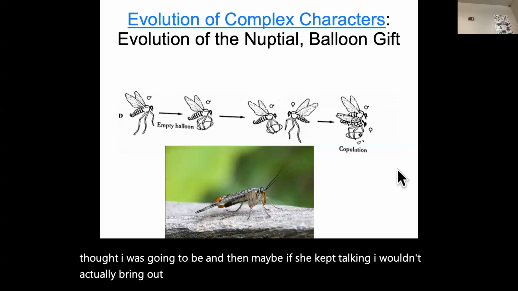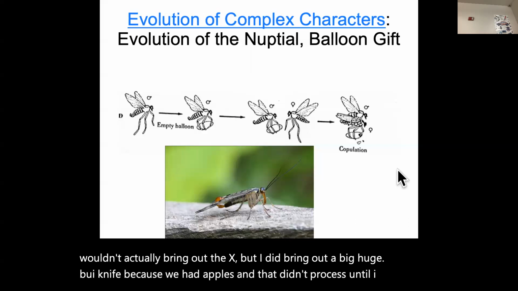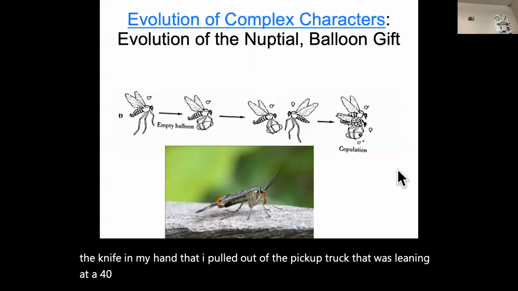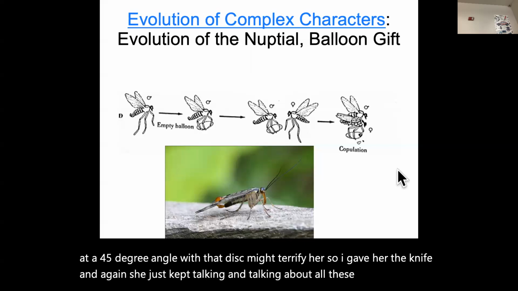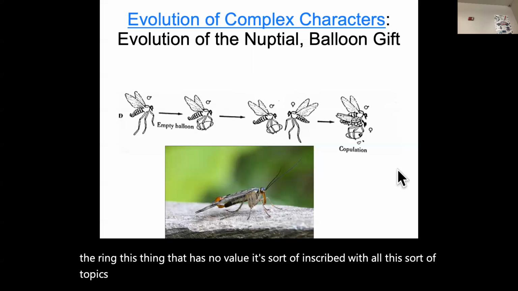But I did bring out a big, huge Bowie knife, because we had apples, and that didn't process until I actually had the knife in my hand that I pulled out of the pickup truck that was leaning at a 45-degree angle, that this might terrify her. So I gave her the knife, and again, she just kept talking and talking about all these random things. So the ring, this thing that has no value, is sort of inscribed with all the topics that she engaged in that night.